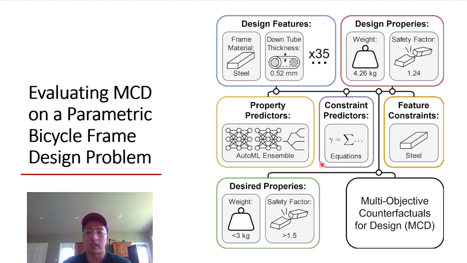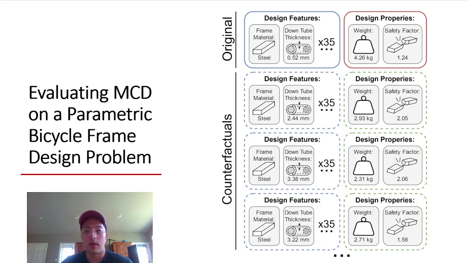We have several equations serving as constraint checks to basically verify whether a given design configuration is geometrically valid. And to make the problem more challenging, we lock the material as a feature constraint requiring a steel bike. And finally, we specify a set of desired properties that call for a 20% increase in safety factor and a simultaneous 30% decrease in weight. Keep in mind, this is a fairly challenging ask since optimizing weight and safety factor typically don't go hand in hand.